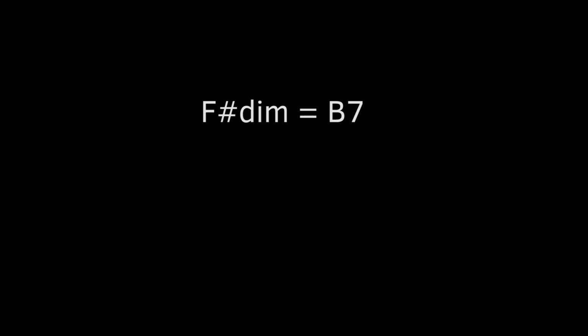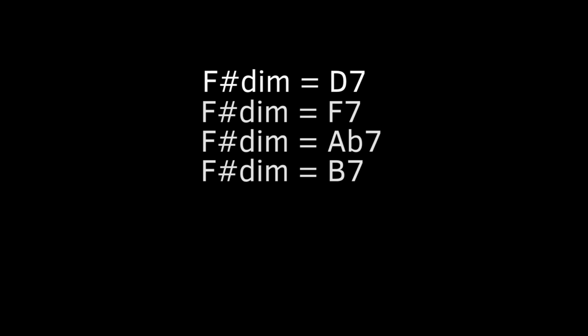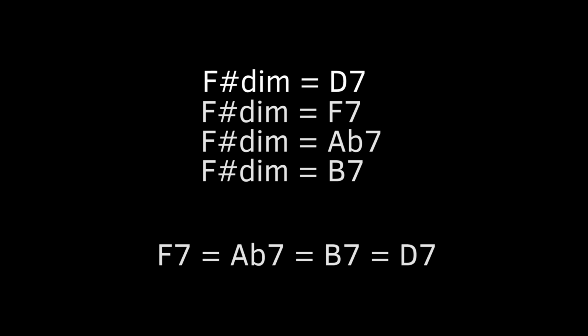So now, if we put that all together, we can make the conclusion that F sharp diminished equals F7, A flat 7, B7, and D7. Take that a step further. F7 equals A flat 7 equals B7 equals D7.